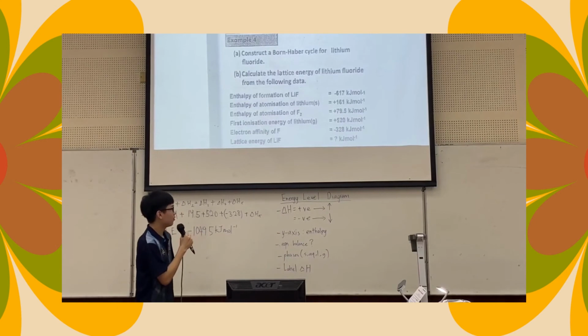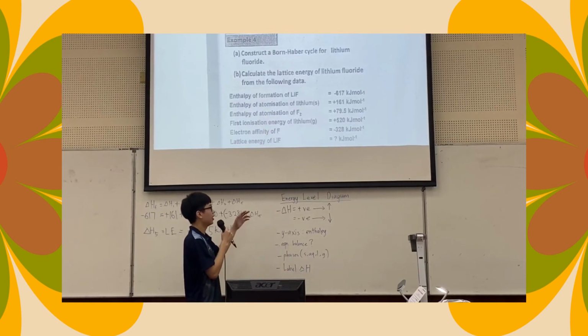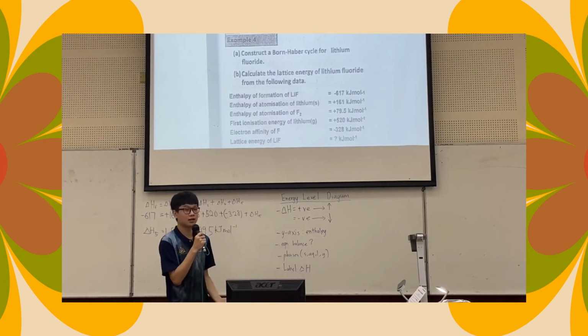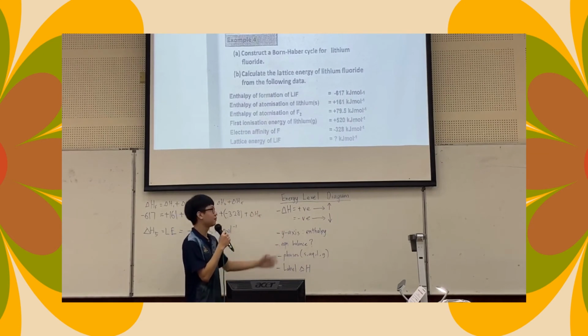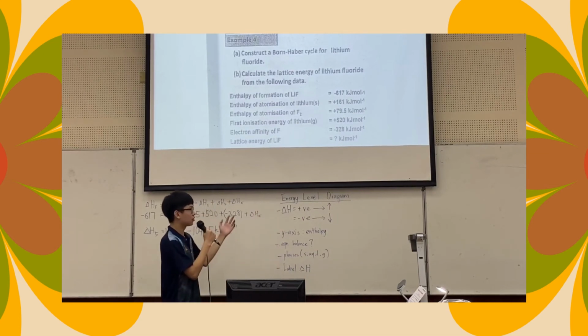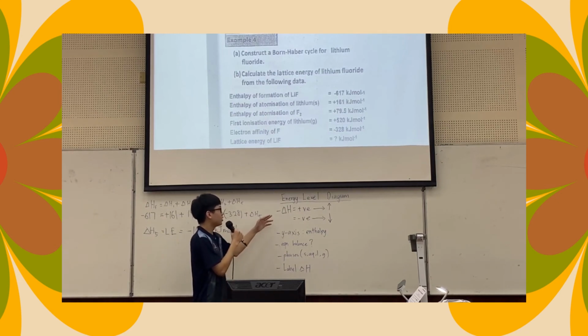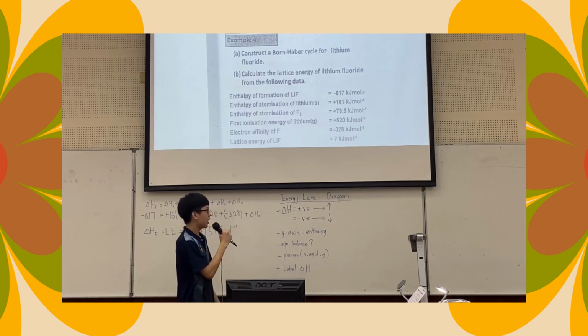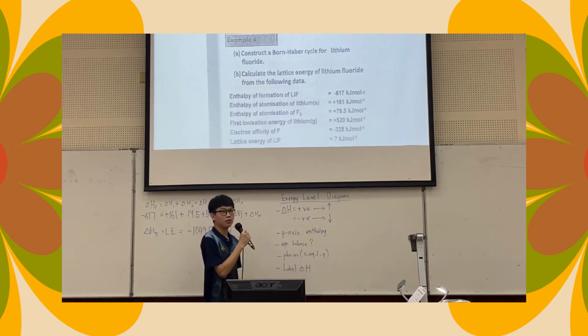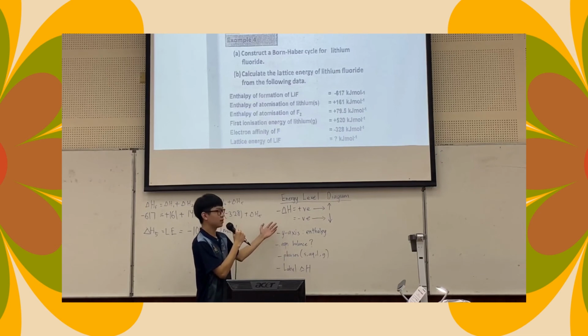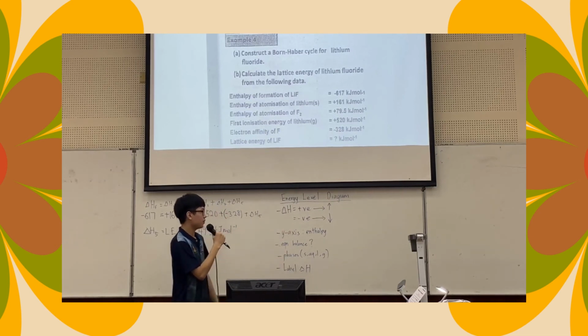Okay, now for my turn, I will explain another way to represent the Born-Haber cycle, which is the energy level diagram. So before I start to teach how to draw the energy level diagram, there are some basic things that we need to know. Firstly, when the enthalpy change is positive, the arrow should go up. On the contrary, when the enthalpy change is negative, the arrow should go down.